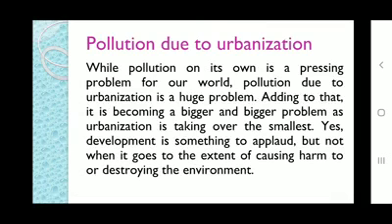Pollution due to urbanization. While pollution on its own is a pressing problem for our world, pollution due to urbanization is a huge problem. Adding to that, it is becoming a bigger and bigger problem as urbanization is taking over the smallest places. Yes, development is something to applaud, but not when it goes to the extent of causing harm to or destroying the environment.